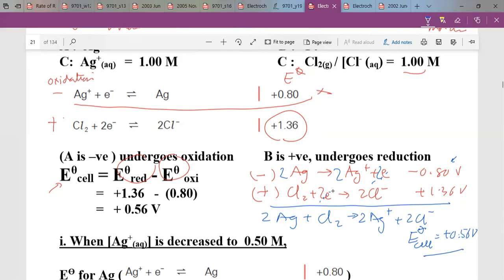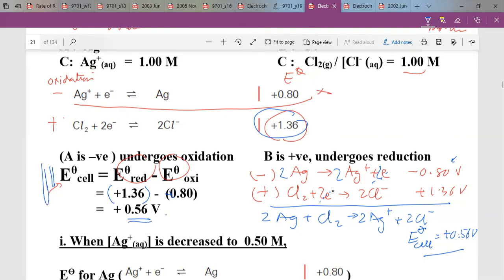Now you can do it this way, but normally this is a better deal when you're talking about explanation. So E cell equals E reduction minus E oxidation. Who undergoes reduction? Of course, your chlorine. So I quote chlorine's original value, plus 1.36, minus, who is undergoing oxidation? Silver. I quote also the original, it's plus here. So minus, plus, minus, minus. So again, it's the same answer.